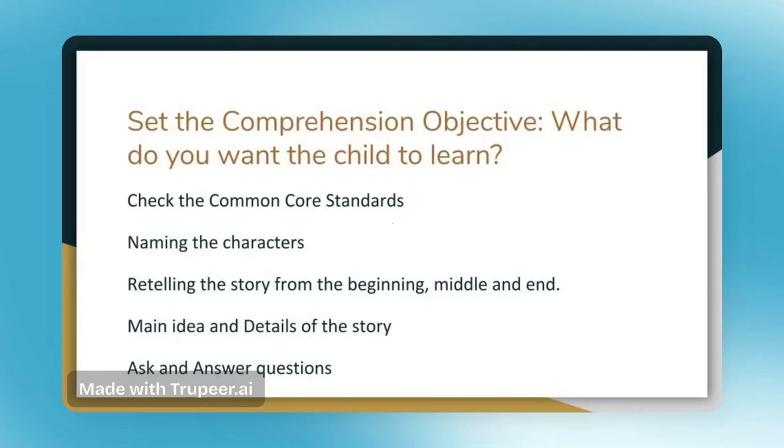After you have selected the text, it's time to determine what objective you would like your child or student to know. You can find the Common Core standards and objectives online. I picked out some kindergarten standards that we use in the classroom. During this text, the objective may be naming the characters. You may also have them retell the story from the beginning, middle, or end. They may need to identify the main idea and details, or ask and answer questions about the text.